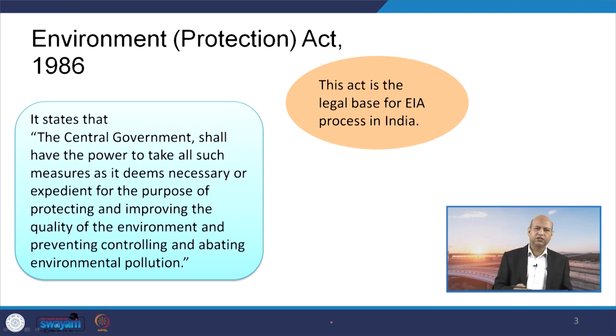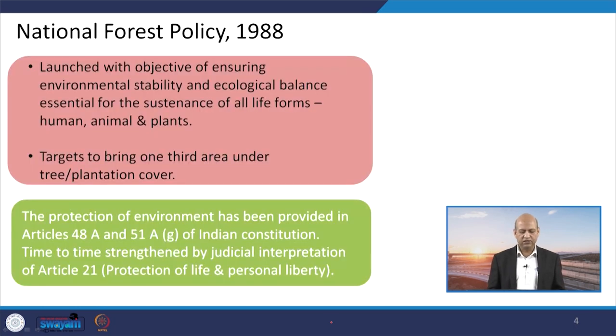In a nutshell, this states that the central government shall have the power to take all such measures as it deems necessary or expedient for the purpose of protecting and improving the quality of the environment, and preventing, controlling and abating all those processes which are required for reducing environmental pollution and to conserve environmental resources. That is the basic idea behind this act.